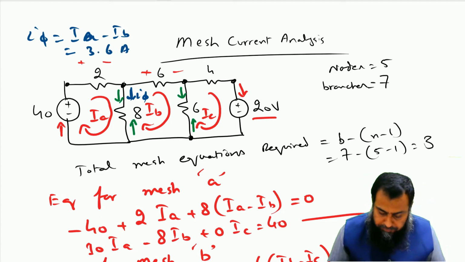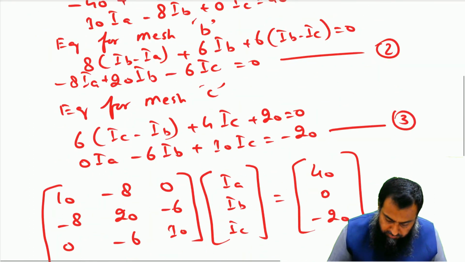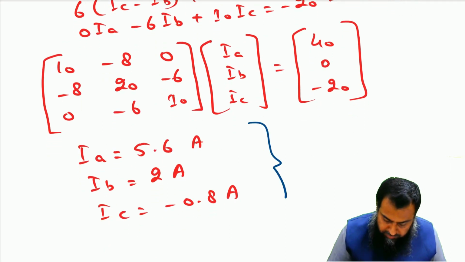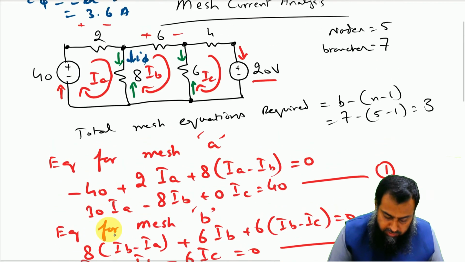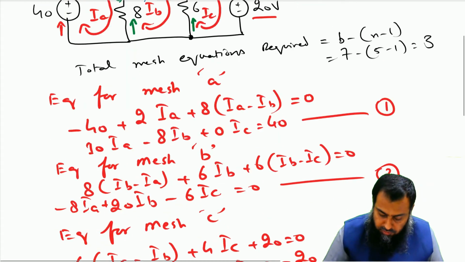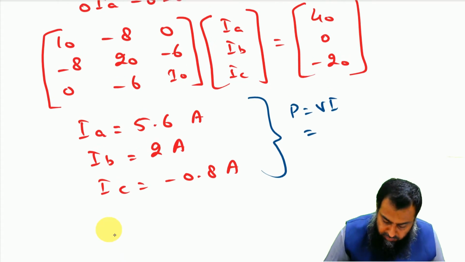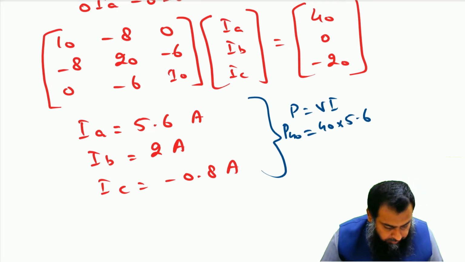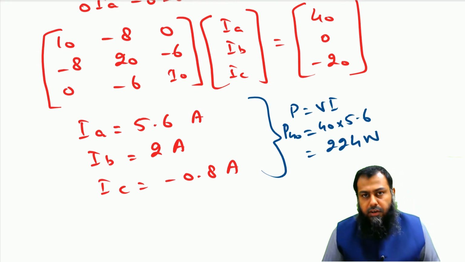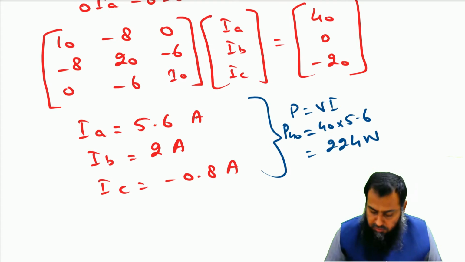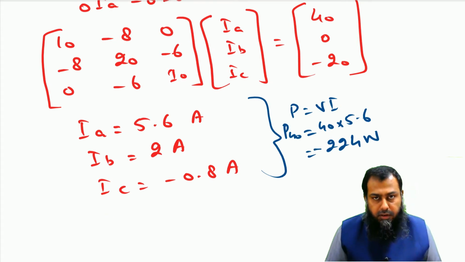For instance, if we are asked to find the power delivered by each of the sources, we can find it by applying the simple expression P equal to VI. For the 40-volt source, the current is leaving the positive terminal, as you can see here. So the power associated with this 40-volt source is 40 times 5.6, which is equal to 224 watt, and it is delivering power because the current is leaving the positive terminal. So the power will be in terms of this negative sign.